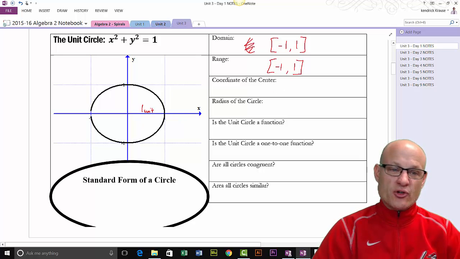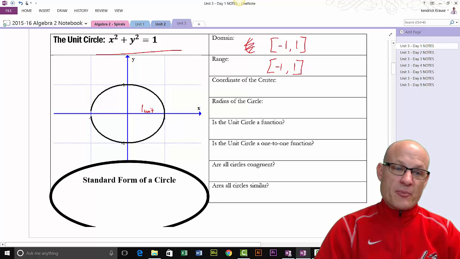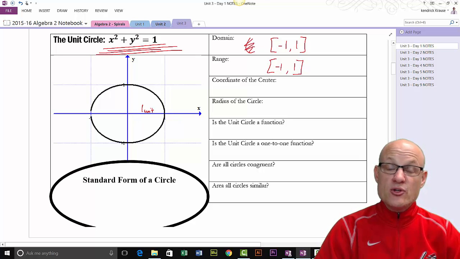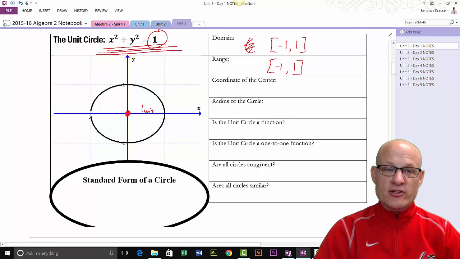Coordinates of the center of the circle. By the way, this is the parent function of the unit circle. We call it the unit circle because it's got a radius of 1, but it's also the parent function. Now, this one's going to change in two ways. We're going to move its center, but we're also going to change its radius quite a lot. In this particular case, the center is 0, 0. The radius of the circle is equal to 1.